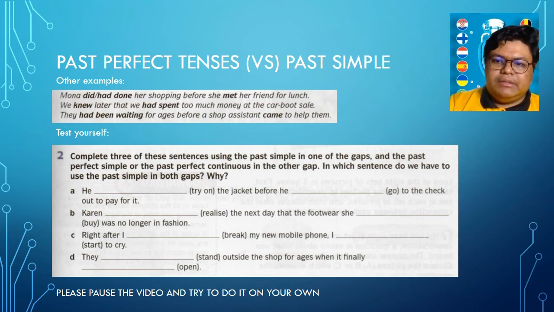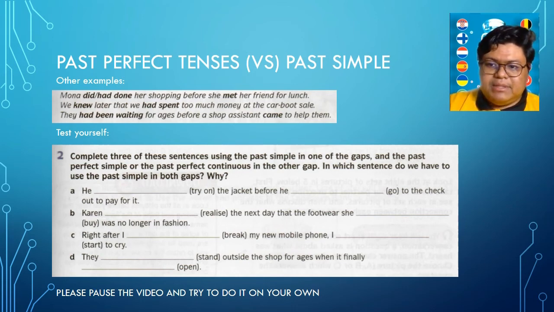Okay, sebab tu dekat situ ada soalan dia kata, in which sentence do we have to use the past simple in both gaps? Okay, so ada satu soalan yang dua-dua gap kita akan gunakan past simple. So the question is asking you why. Okay, so look at the question. He try on the jacket before he go to the check out to pay for it. Okay, so yang mana satu nak gunakan past simple, yang mana satu nak gunakan past perfect, you decide on your own.